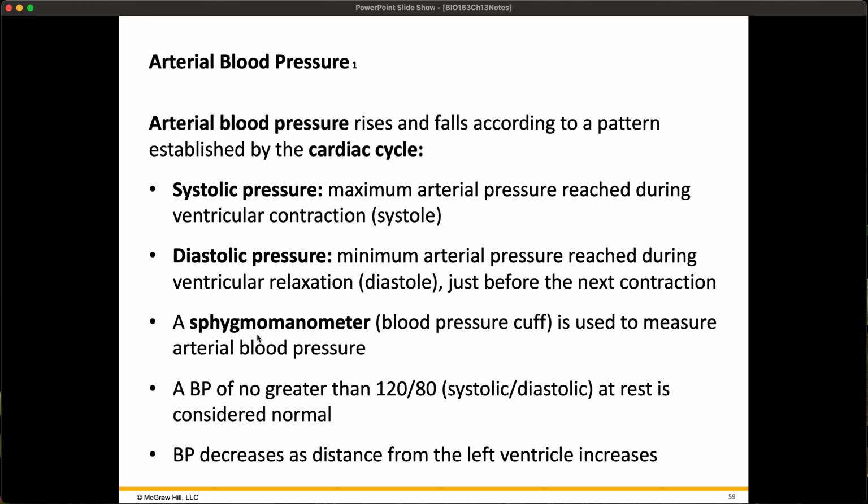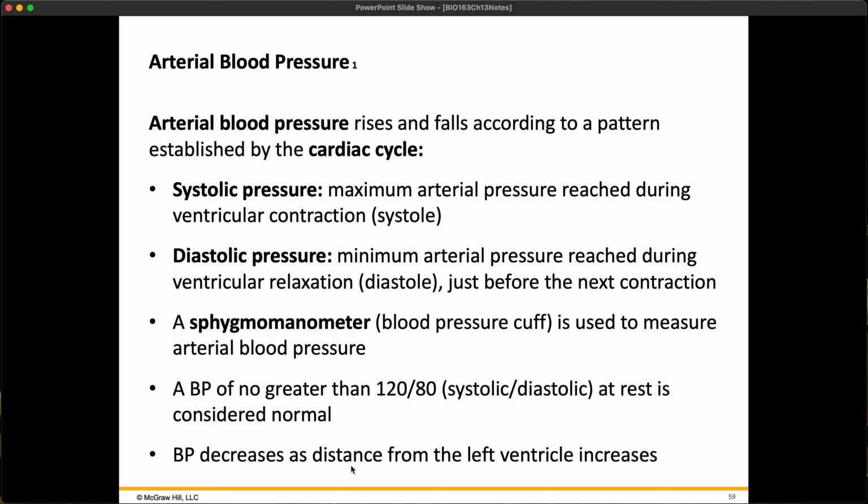A sphygmomanometer, that's the blood pressure cuff. Sphygmomanometer, yes, I did say it right, is used to measure your arterial blood pressure. No greater than 120/80 at rest is considered normal. That's a number that they use. But again, it's going to vary with a lot of people. So taking your blood pressure regularly and consulting with your physician, especially if you're experiencing any secondary symptoms, is important.